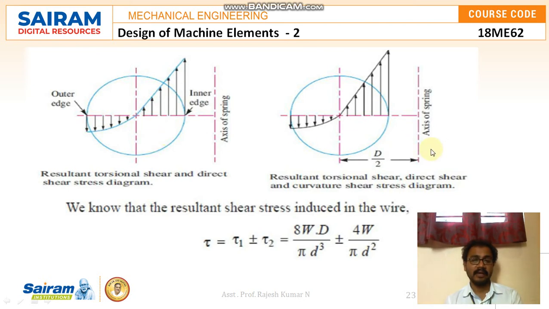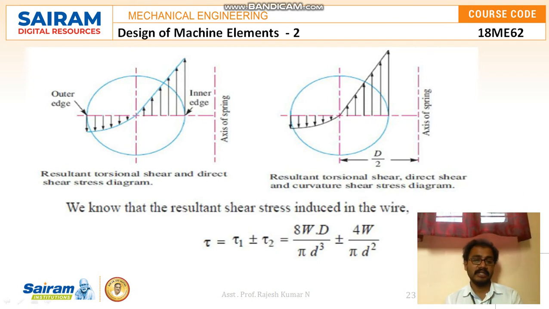And if you see the second one, the resultant torsional shear, where the direct shear and curvature shear stress diagram you can see, it is again plotted with the axis of the spring and half of the wire diameter, that is d by 2, because we are looking at only one quadrant. Almost the amplitude remains the same in both first and third, but in the directions and even the values, there will be a negligible amount of increase and decrease.